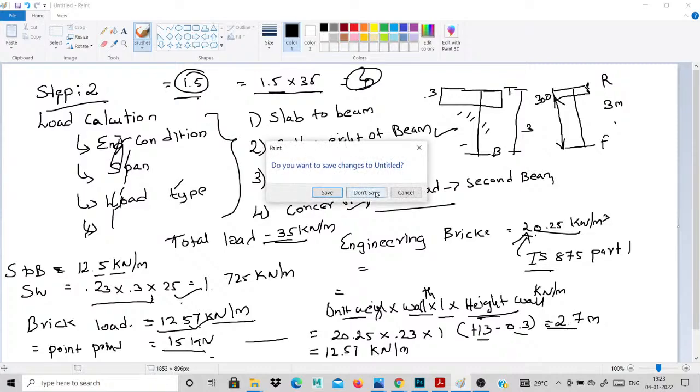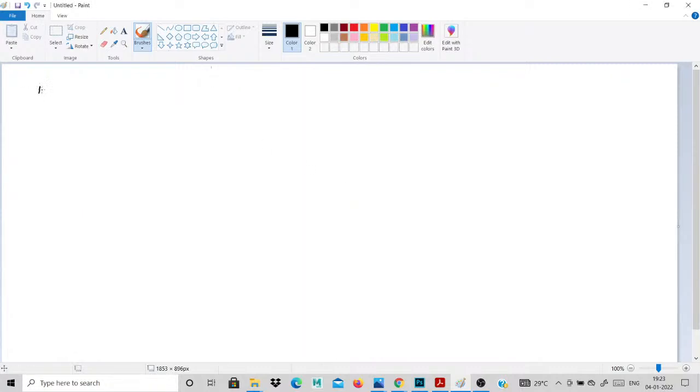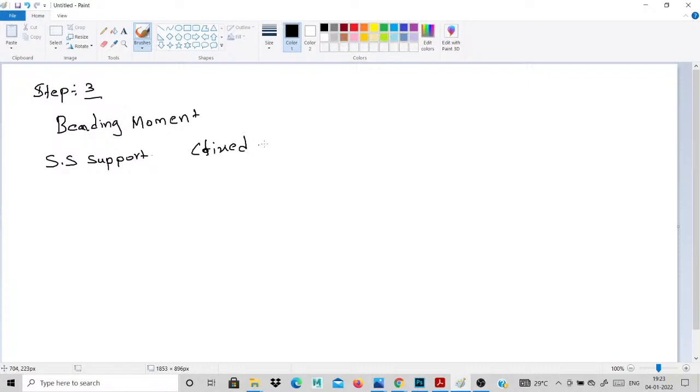The next step is step 3. Step 3 is the bending moment calculations. Step 3 is the bending moment and shear force. The shear force is no problem. For bending moment, there is some difference between simply supported beams and fixed beams. For fixed beams, you calculate the bending moment directly, provided WL square by 8. You will calculate the bending moment.